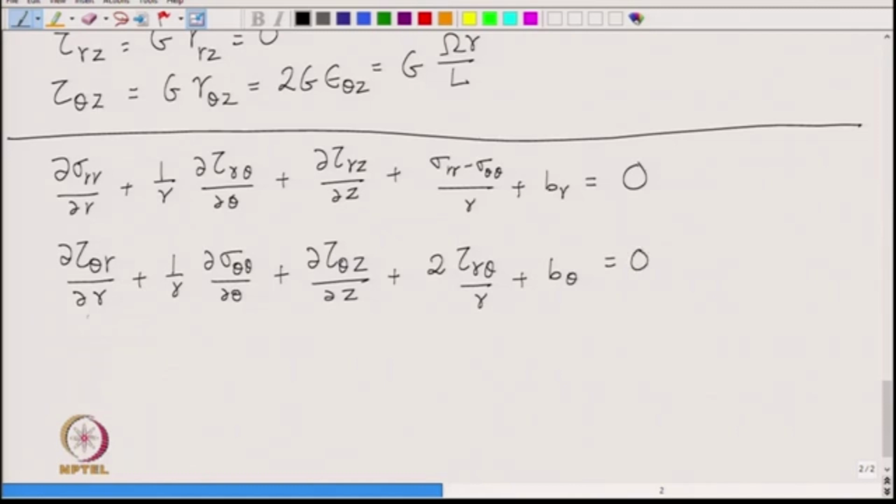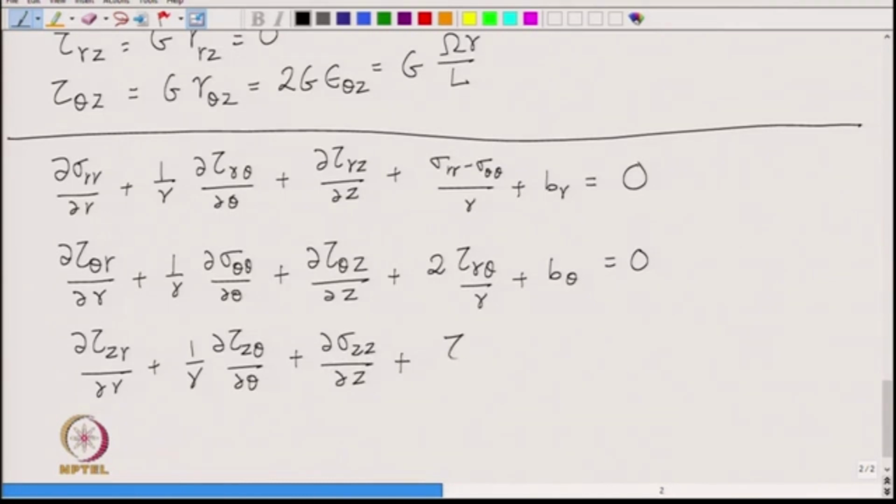And finally, the z equation, which is del tau z r over del r plus 1 by r del tau z theta over del theta plus del sigma z z over del z plus the unusual term, which is tau r z over r plus body force in the z direction, and that is equal to 0. Okay. So, that is the equation.